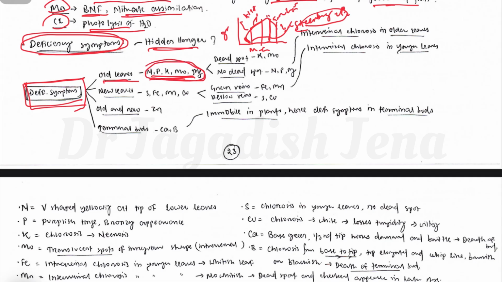Suppose this is a plant and these are the leaves, or this is the canopy. What happens when the nutrient is highly mobile? Because terminal bud or apical meristem are the actively growing regions in the plant. So they require that nutrient more than the other part, I mean the older part.